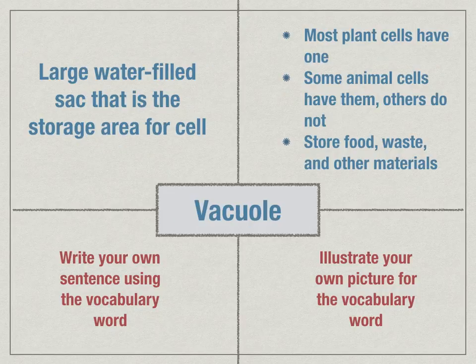The next vocabulary word is vacuole. The vacuole is the large water-filled sac that is the storage area for the cell. Most plant cells have one. Some animal cells do, some don't. But mainly it is to store food, waste, and other materials for the cell. Go ahead and pause it.